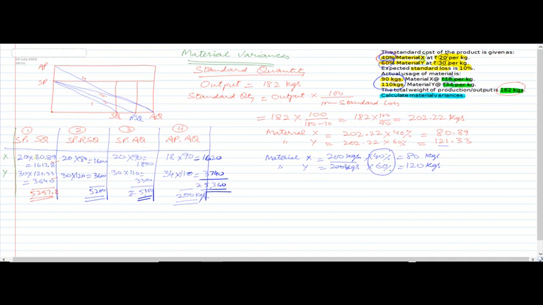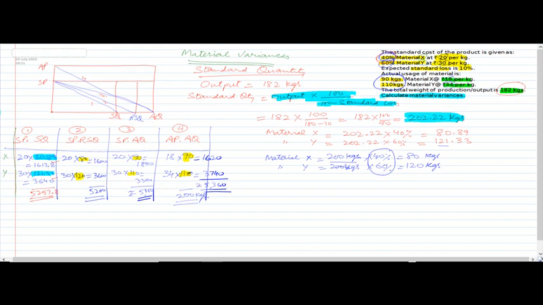You can see that the weight of revised standard quantity is 200. Weight of actual quantity is 200. The weight would be equal. So far as standard quantity is concerned, its weight would be different. Its weight has been calculated as this one. The formula is to be taken like this: output into 100 divided by 100 minus standard loss.